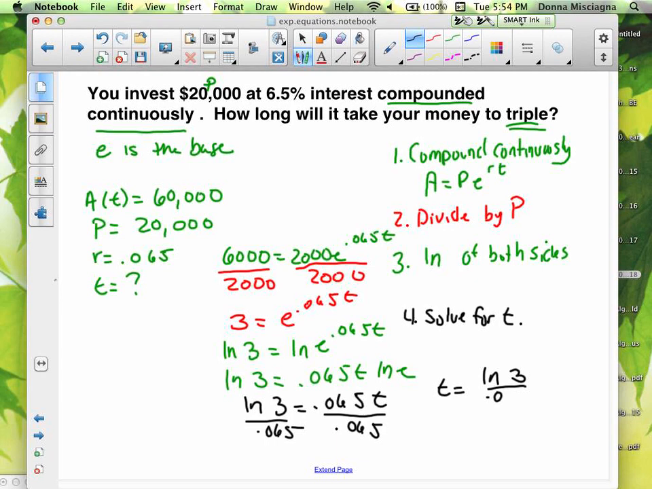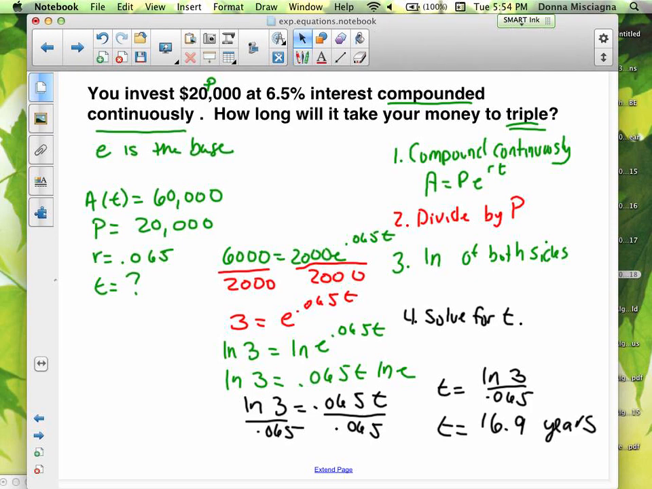And our approximate answer on how long that is: natural log of 3, close that parentheses, divided by 0.065. I close the parentheses because I don't want to take natural log of 3 divided by 0.065, which is what will happen if I don't close the parentheses. 16.902 years. I'll just put 16.9. 16.9 years, so not quite 17 years. And there we go. That's how long it'll take for your money to triple with that interest rate.